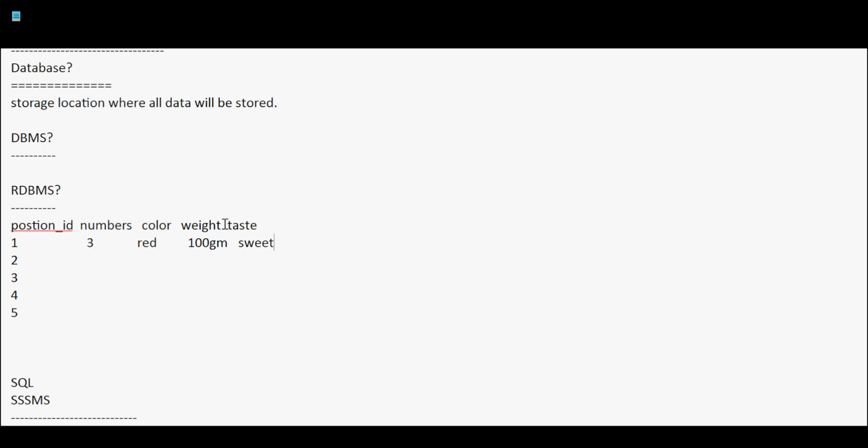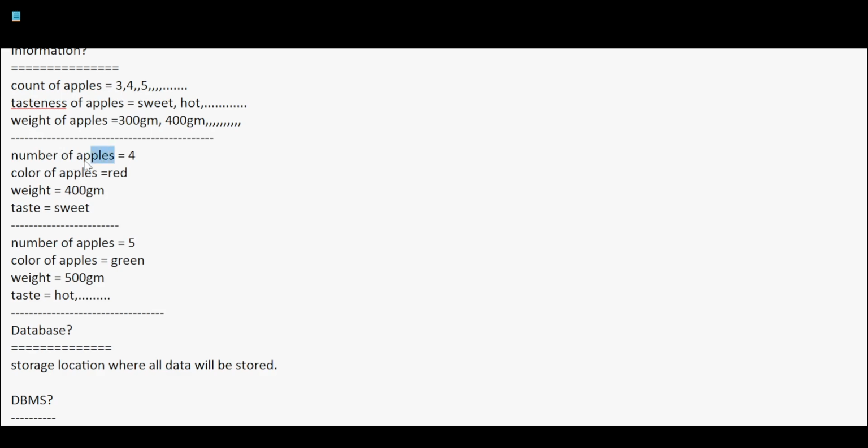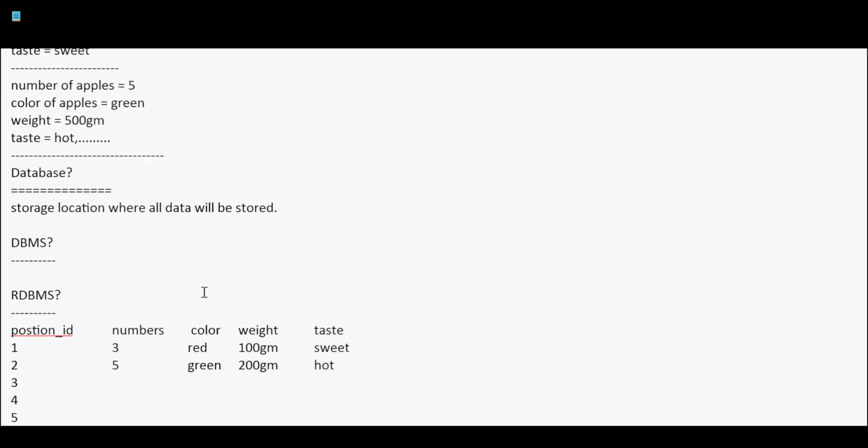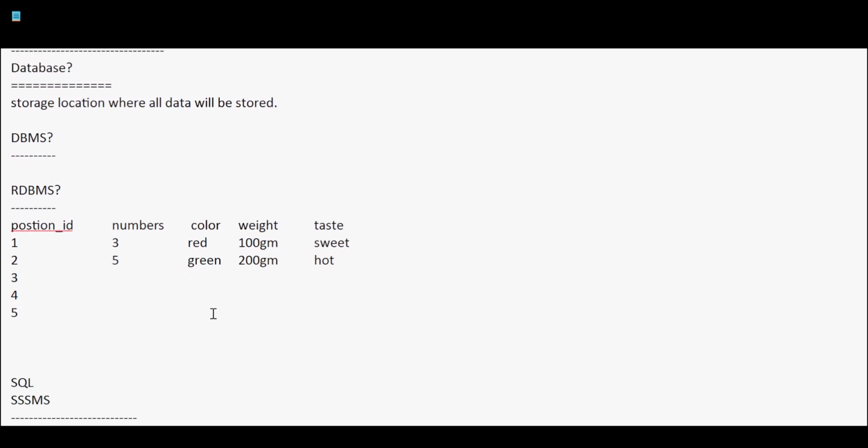Now you started moving forward again. Then you come to know there are many more apples, I mean five. Now those colors could be green. Next, you come to know that there are 200 grams each, and the taste is hard. Now, likewise, if you write like this, you will save a lot of time to save all these things, right? And also, it is a very easy process to record all values.